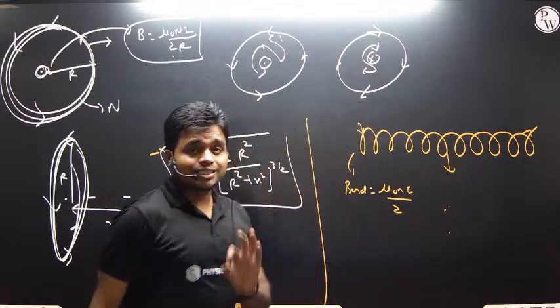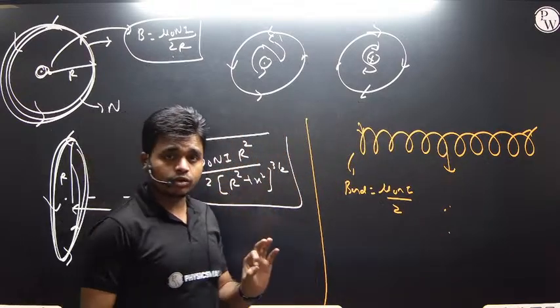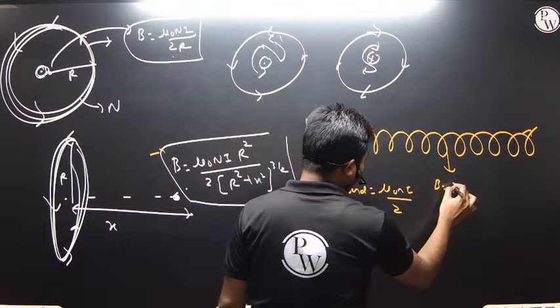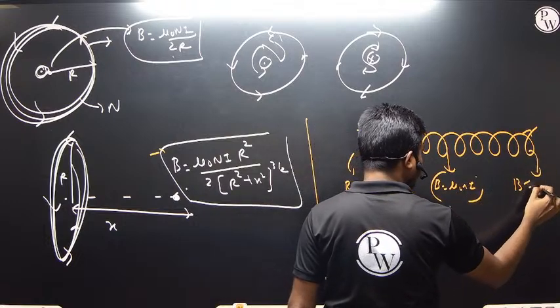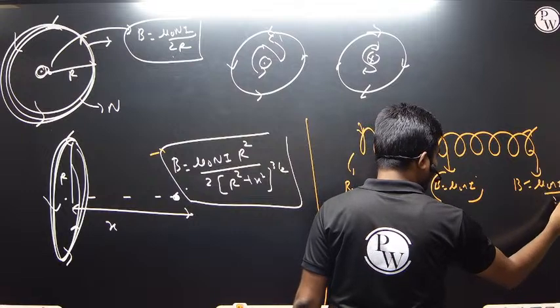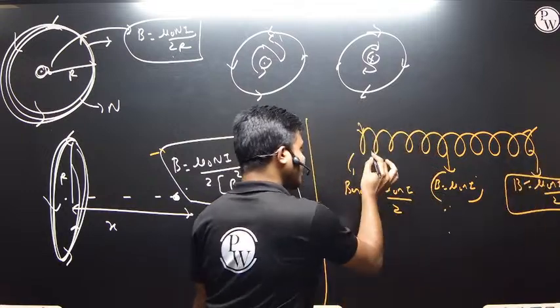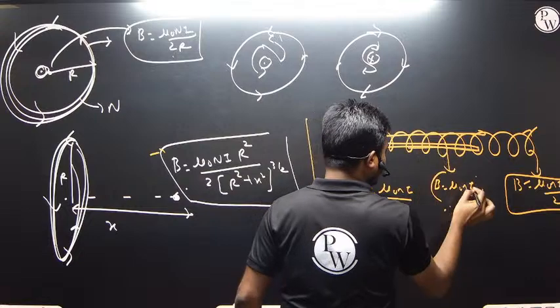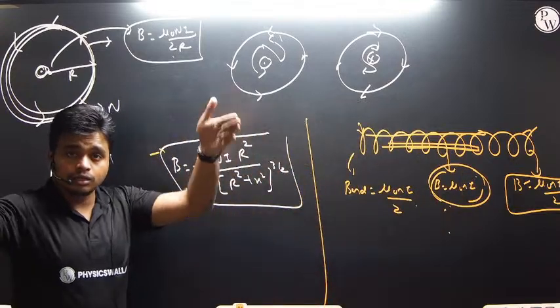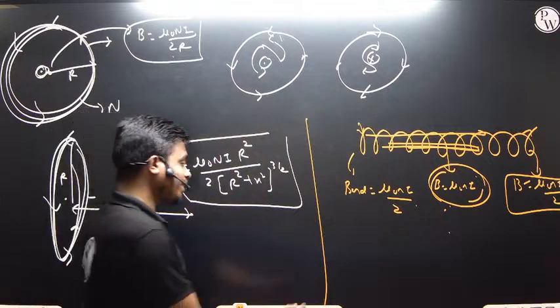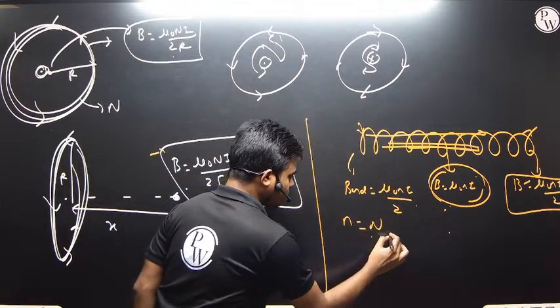Any point inside the solenoid, the magnetic field is going to be B equals mu naught nI. On the other end also, B equals mu naught nI divided by 2. So inside, at any point, the magnetic field is given by mu naught nI, and on the two ends it is mu naught nI by 2. What is n here? Number of turns per unit length.